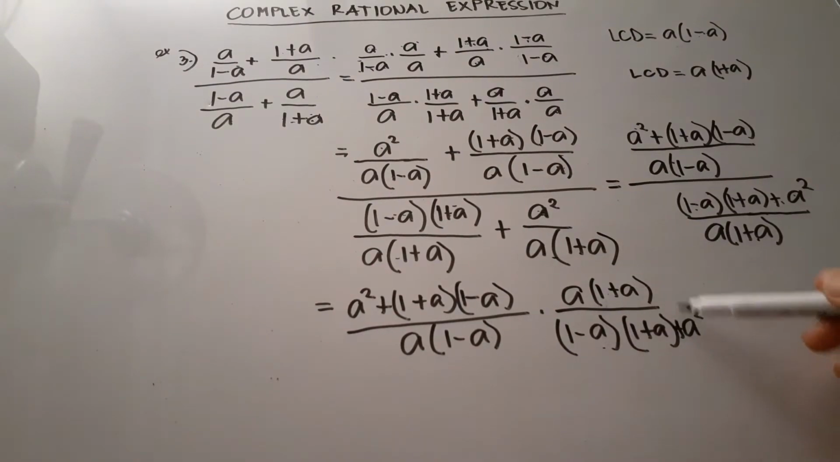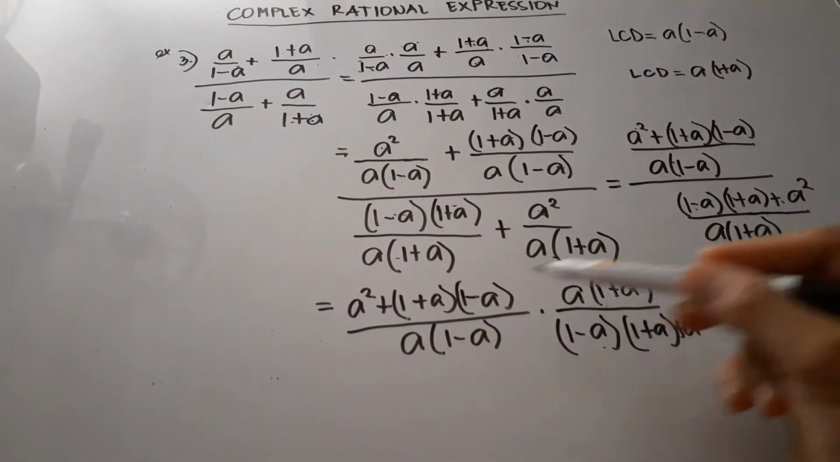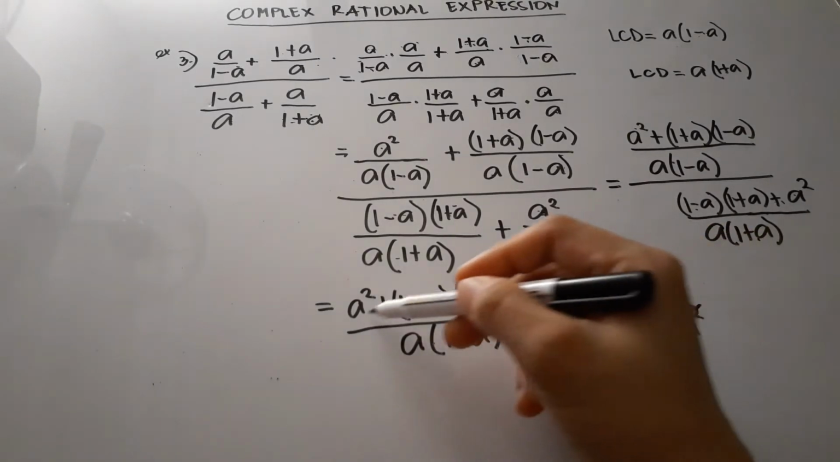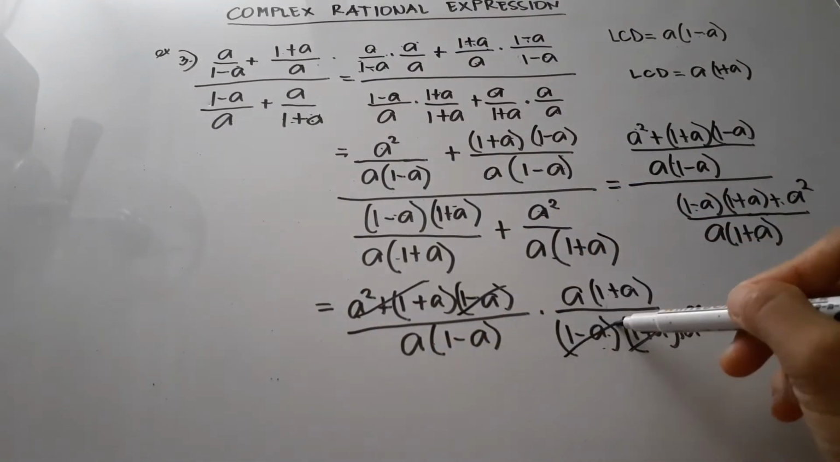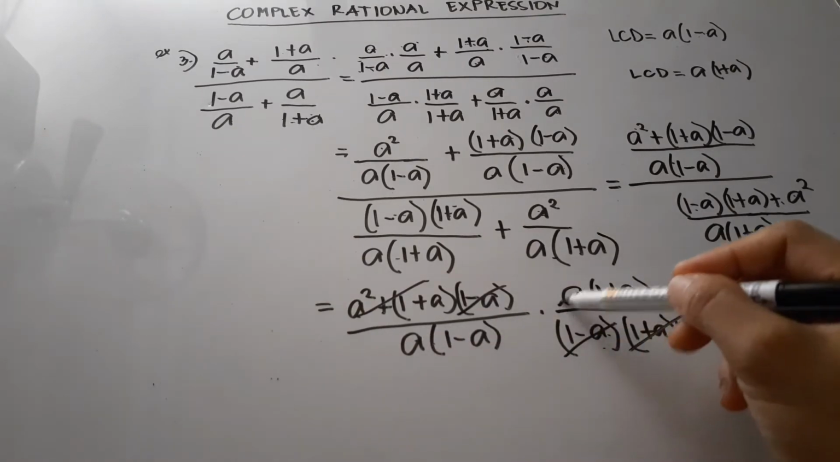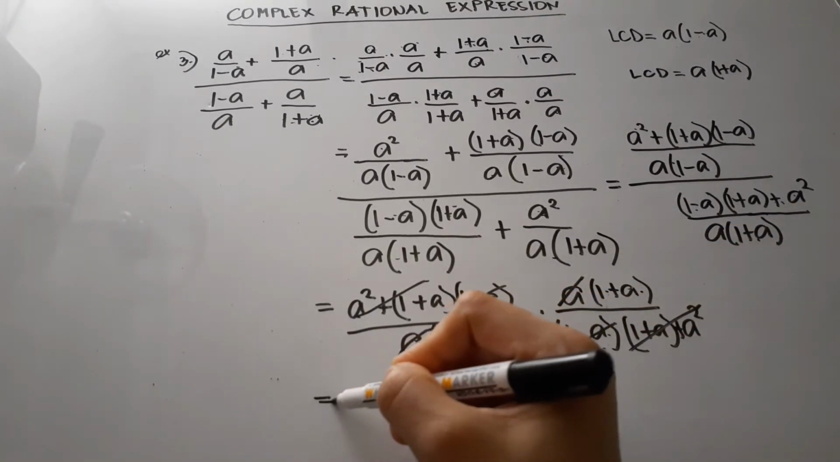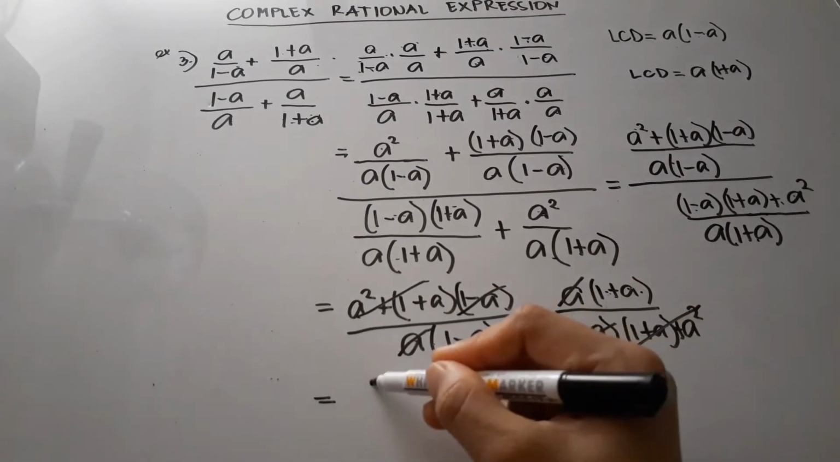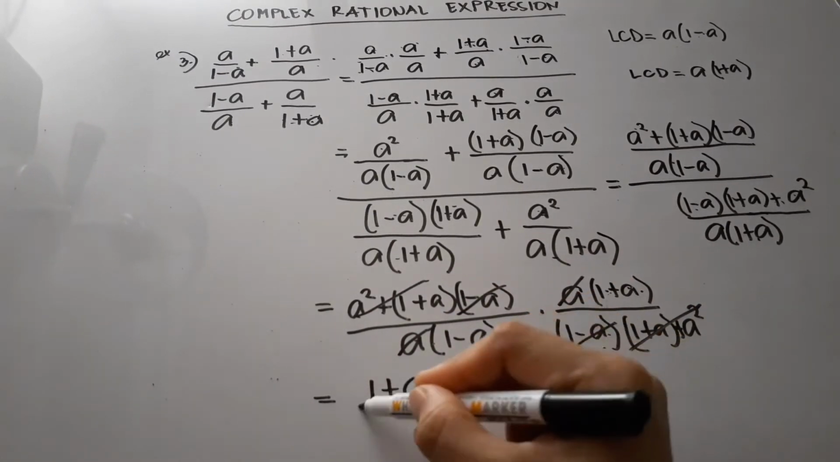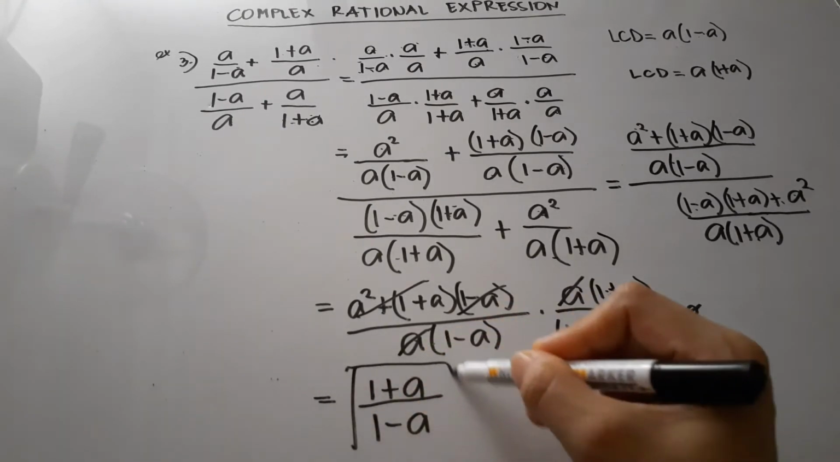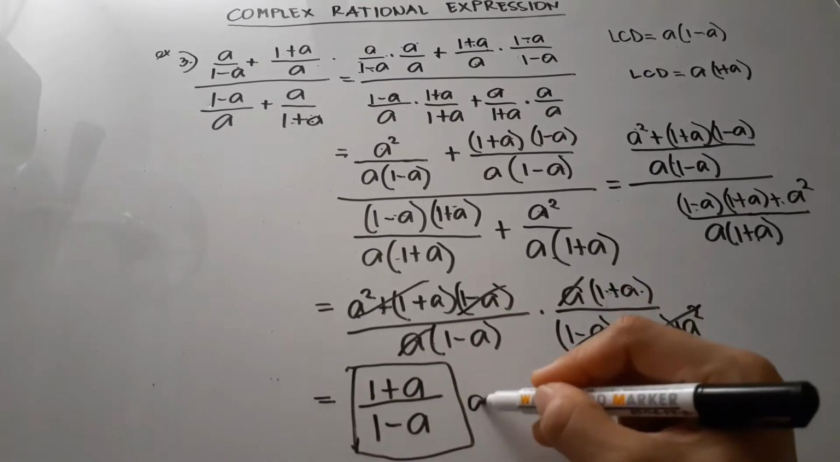And then when we simplify this one, cancel out the common factors. So we have a common factor here, this one cancels out, 1 negative a cancels out, and a we cancel out also, and the remaining is 1 positive a over 1 negative a, and this is our answer.